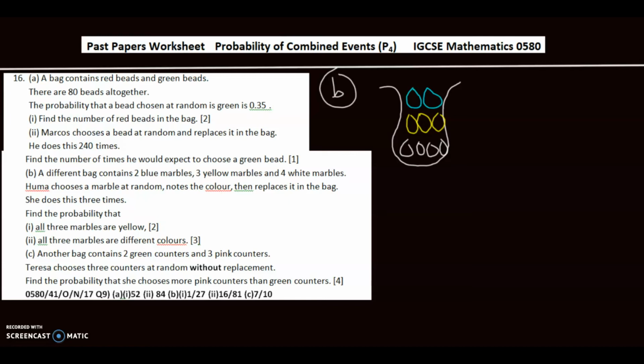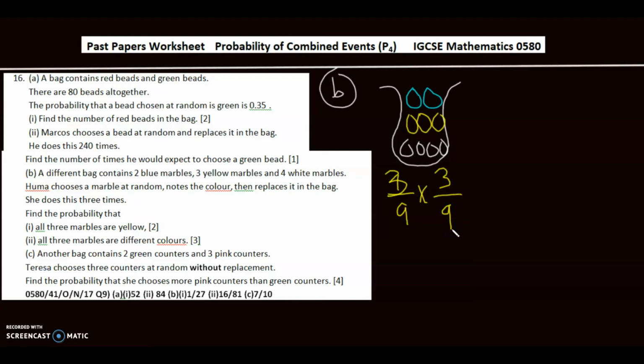So the probability of the first marble being yellow is 1 upon how many total marbles do we have? 4, 5, 6, 7, 8, 9. Then she puts it back. So the probability is 3 upon 9. Probability of getting a yellow marble is 3 out of 9. And then again getting a yellow marble is 3 upon 9 because she places the marble back.